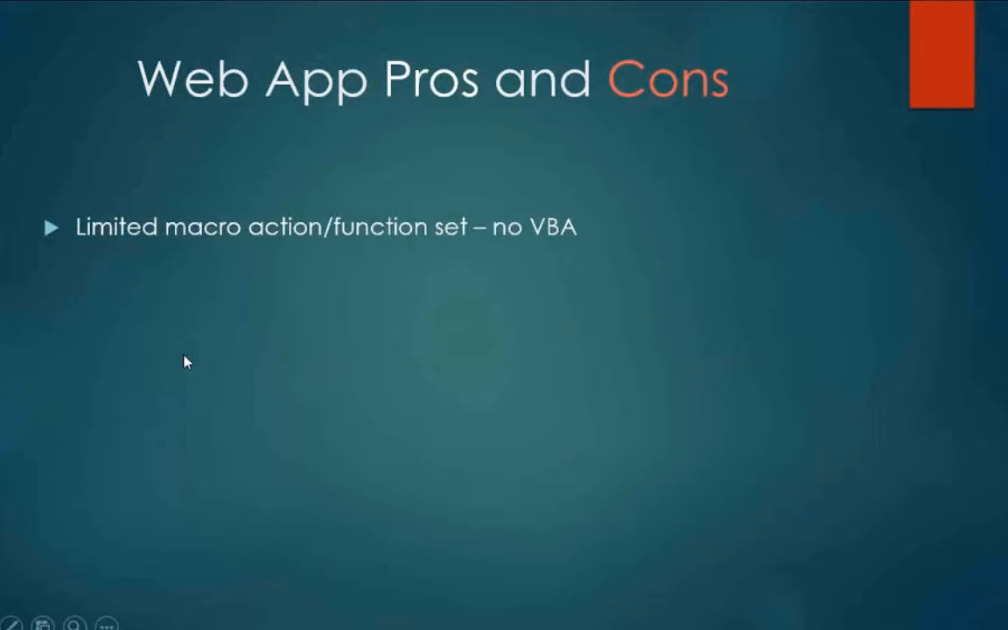So now we look at the cons. And here, again, this is one of the examples that could be a pro or a con. You've got a limited macro action and function set. There's no VBA, no programming per se. The macro actions are things like looking up a record, editing a record. You can raise an error, stop a macro, etc. And then functions are things like if you're casting from a number to text, or if you're using the date diff or math functions. Those are all functions. They're much more limited here than they are in the desktop version.